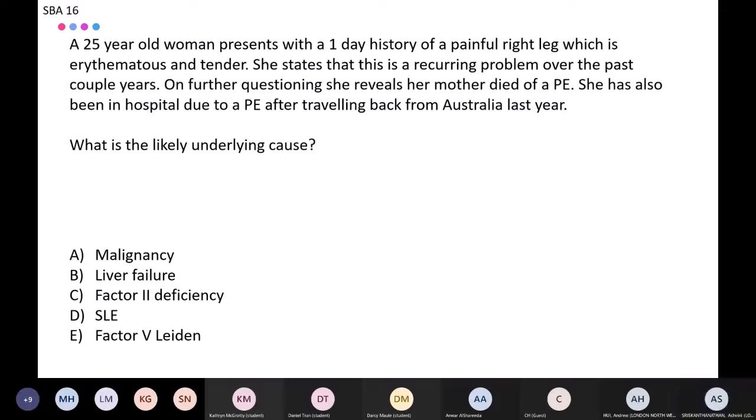Okay. Next SBA, so you've got a 25-year-old woman who presents with a one-day history of painful right leg, which is erythematous and tender. She states that this is a recurring problem over the past couple of years. On further questioning, she reveals her mother died of a PE. She has also been in hospital due to a PE after travelling back from Australia last year. What is the likely underlying cause? You put your answers in the chat.